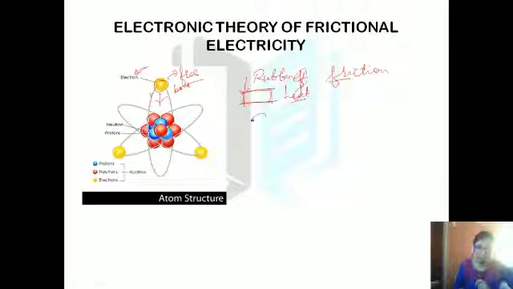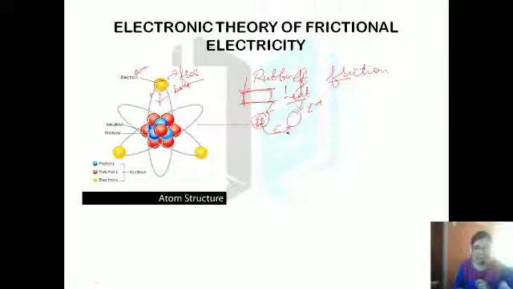Suppose this is the atom of the first matter and this is the atom of the second matter, which are rubbing. There is friction occurring between them. Suppose the first atom is losing an electron to the second atom. Initially this atom is electrically neutral. Suppose it has 6 protons, 6 neutrons and 6 electrons.